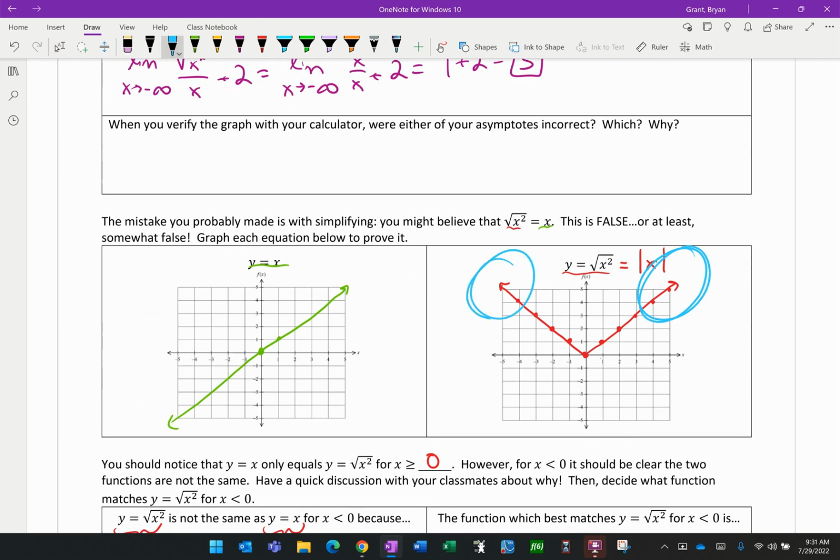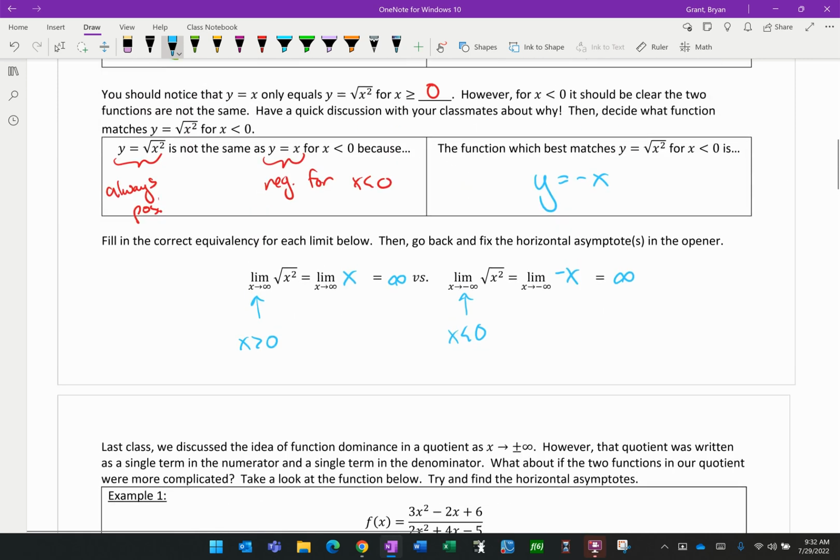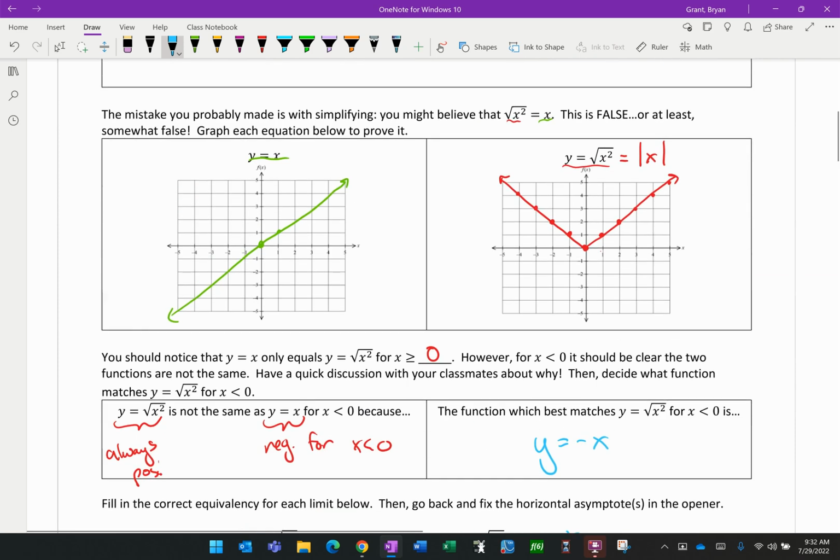This goes up, this goes up. They both go to positive infinity. So let's go ahead and jump back and fix our horizontal asymptote in the opener. And the fix is a pretty easy one.